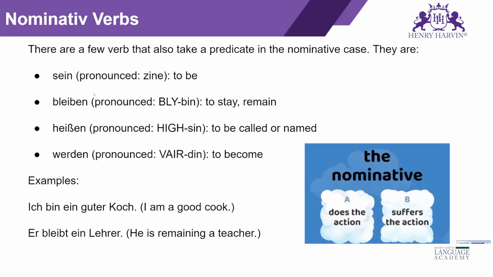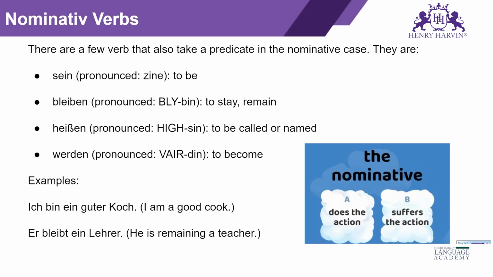There are a few verbs given here, like sein, which means to be. This is the nominative verb. First of all, as I said, nominative is the noun. So all the verbs which need one noun in the sentence, meaning a place name, person name, company name, or apart from that, any adjective, that verb is specified as a nominative verb.